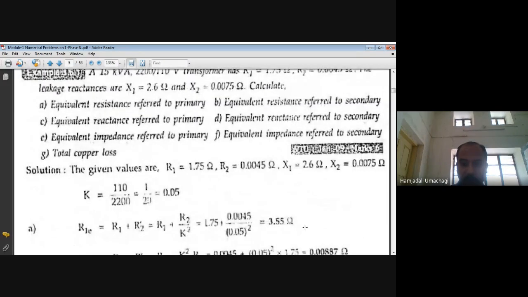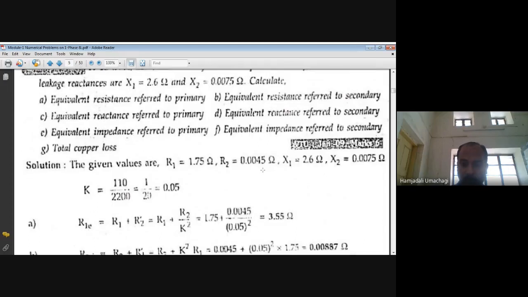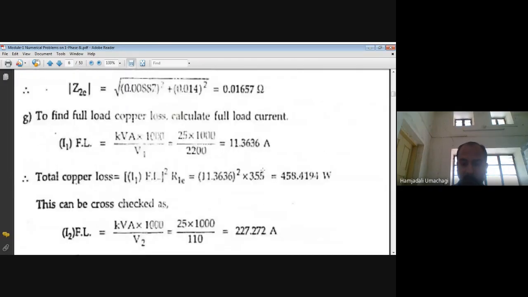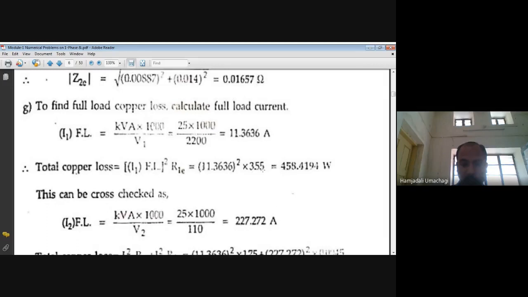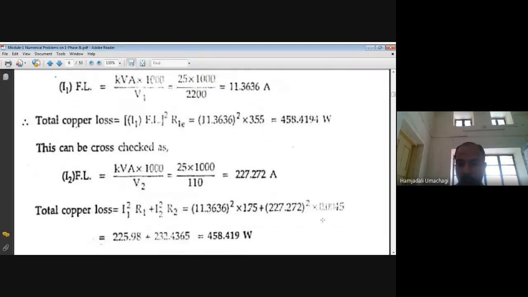The value for R2 is 0.0045. It is not visible clearly, so for that sake, the value of R2 is 0.0045. Then after calculating, the total copper loss is 8.419. So you can have a look over here.